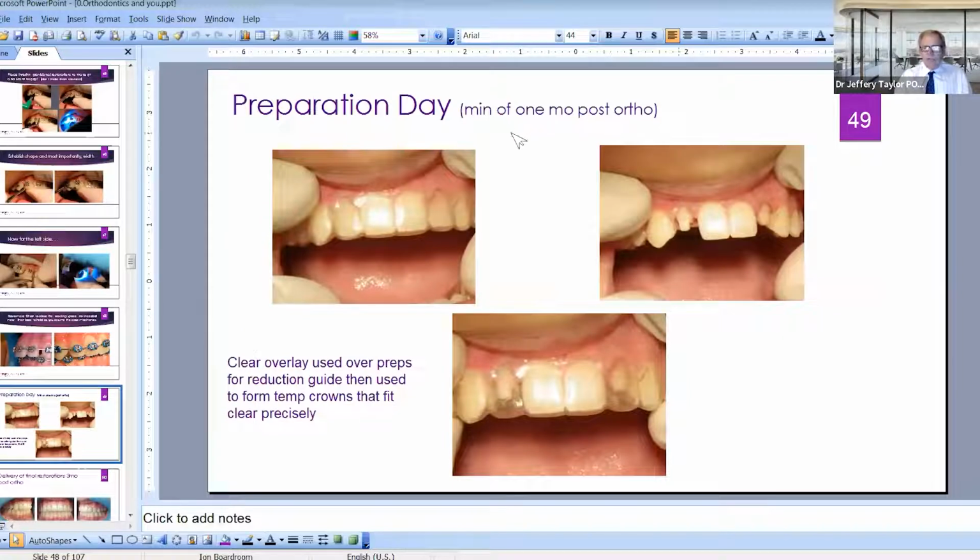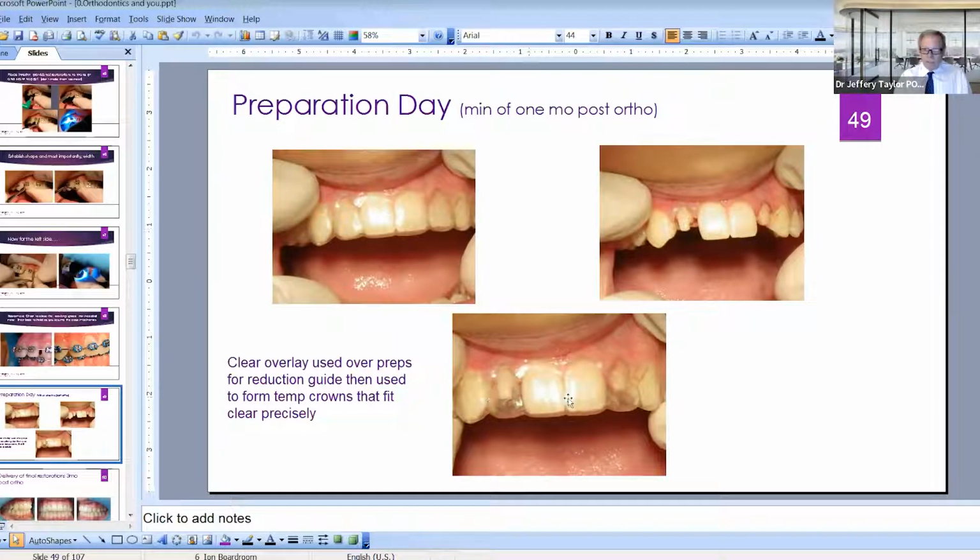The preparation for after the braces come off, a minimum of 1 month post ortho. And I have a clear overlay retainer. You folks probably know this as an Essex retainer. Kind of looks like a hard bleaching tray. It fits the teeth perfectly because you made it over those provisional crowns. So on the day you prep the teeth, notice that it looks like an over reduction, but they were peg laterals, right? So I had to over reduce like that to get them to work right.